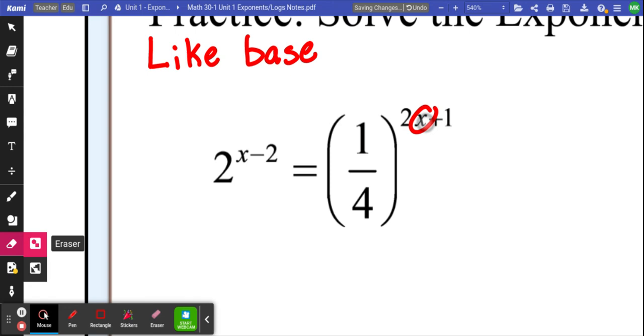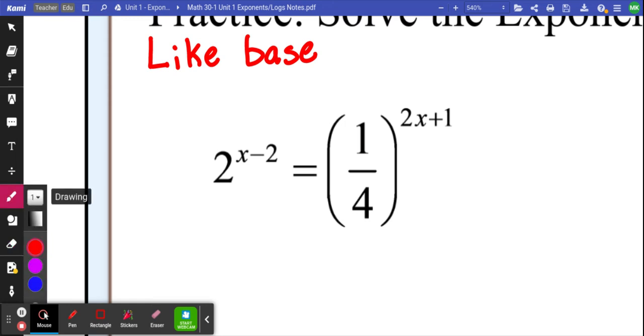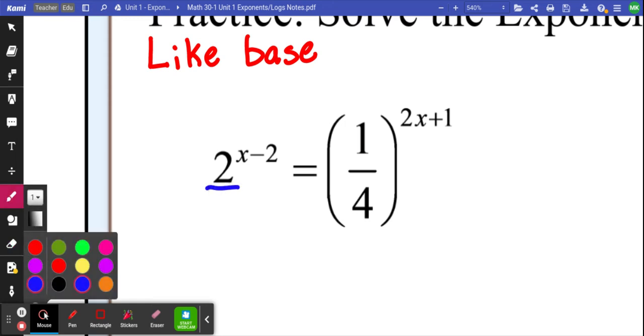Looking at this, one of them is a fraction. One of them is not a fraction. So I'm going to have to use my negative exponent rule at some point, right, to get rid of the fraction. But before I start worrying about negatives and stuff like that, I prefer to see if I can get these two things to be the same.